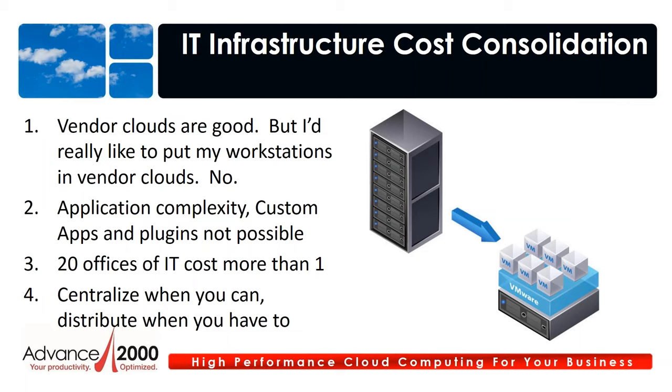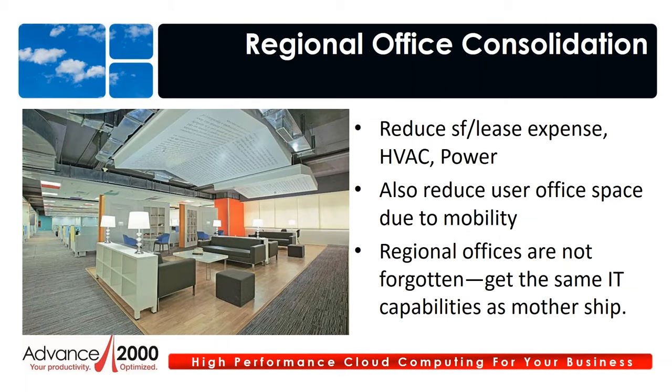And I tell firm owners, look, it's just this simple. 20 offices of IT cost more than one. Put everything in one office, make it a really good office, and then make it available to everybody. Centralize when you can, distribute when you have to. Regional office consolidation: a lot of firms are benefiting from this just by centralizing their IT. They're able to reduce some of their office lease expense. Instead of needing 10,000 square feet in a pricey downtown location, they can get 5,000 or 4,000 square feet. And they don't have to get HVAC and power to run all their computer systems because the data center is already handling that.